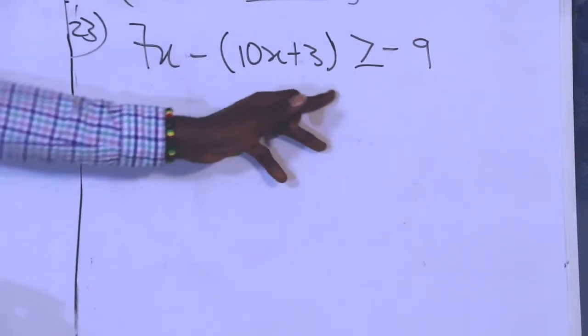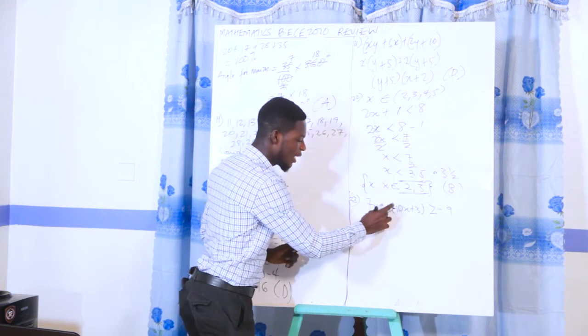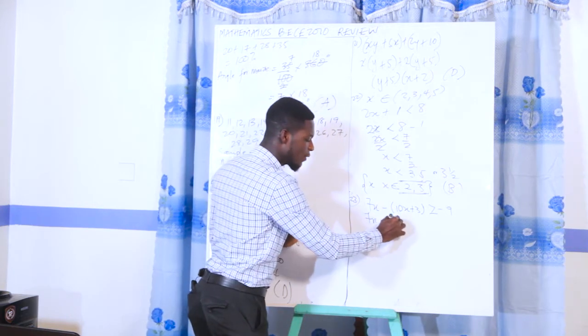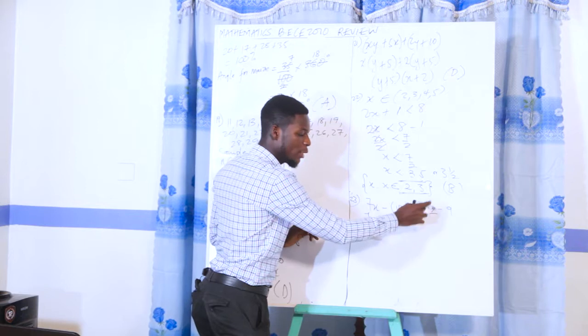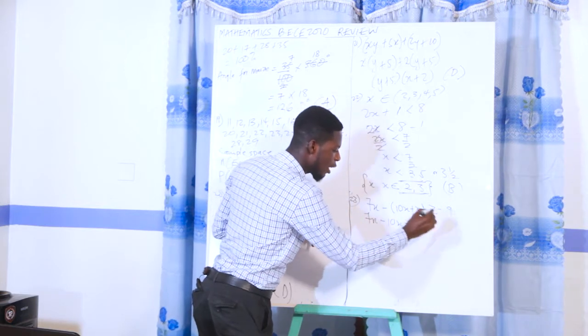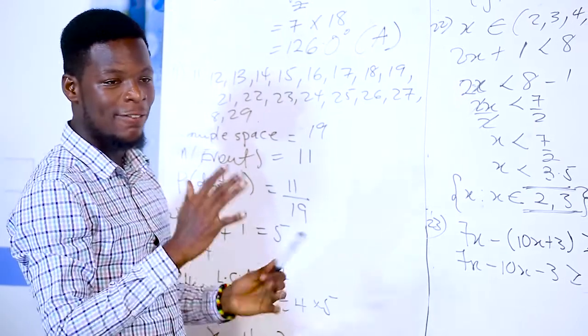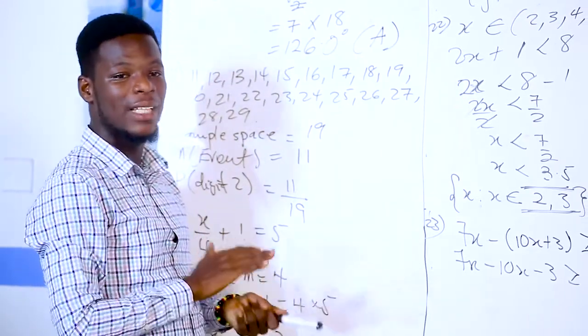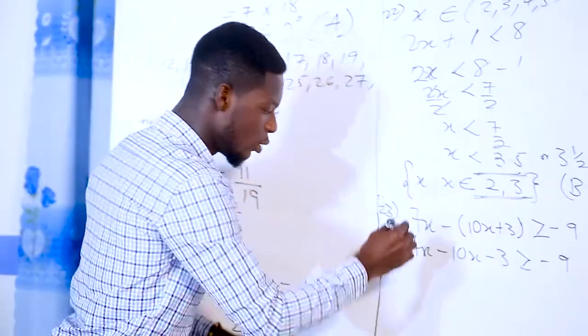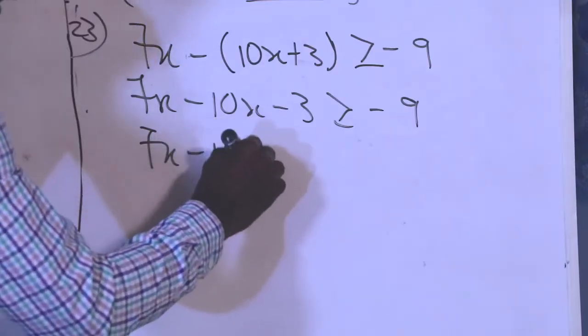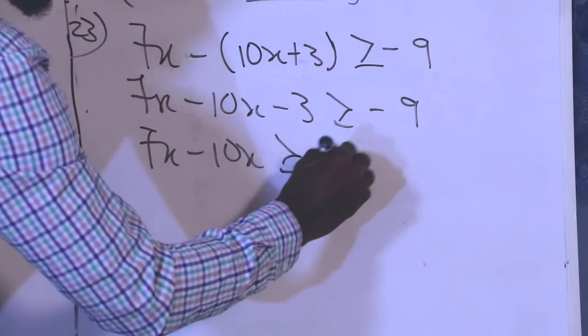So you expand this bracket first. 7x, the negative affects this to give you negative 10x. The same thing happens with 3 to make it negative 3, greater than or equal to negative 9. What do we do? We group like terms. Always remember, variables should be kept at the left-hand side for inequalities. So we have 7x minus 10x greater than or equal to minus 9.